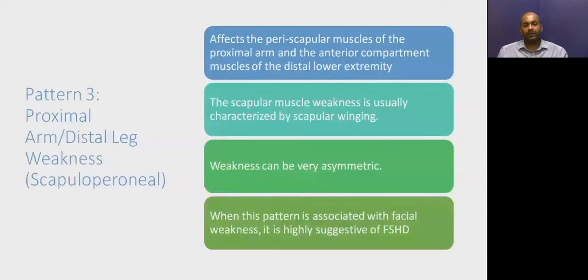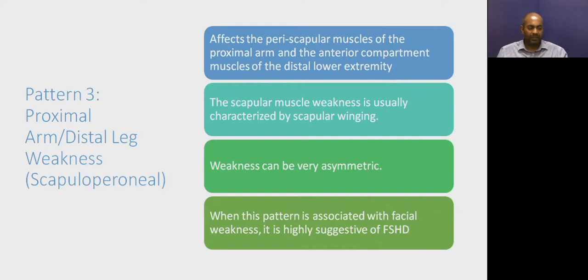Right. So the third pattern that we see in muscle disorders is what is called a scapuloperoneal pattern. Patients can have proximal arm and distal leg weakness. So this pattern affects the periscapular muscles of the proximal arm and the anterior compartment muscles of the distal lower leg. Scapular muscle involvement we usually see as scapular winging, and this can be very asymmetric. One side can be more involved.